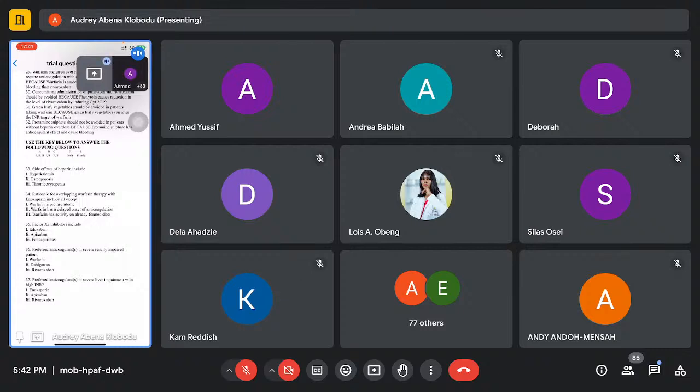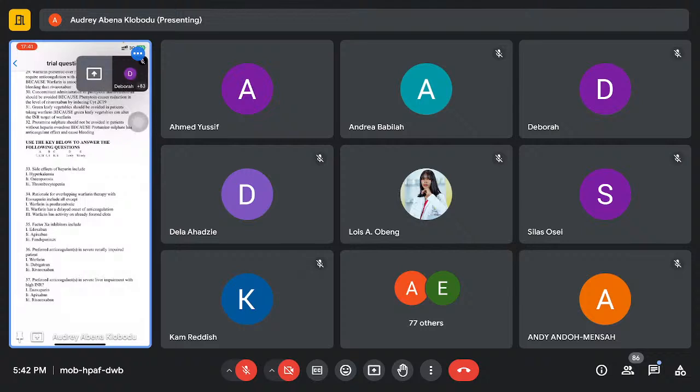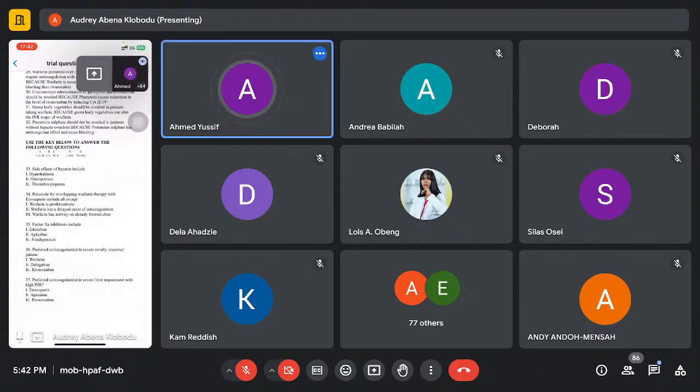Question 35. Factor 10A inhibitors include I. Edoxaban, II. Apixaban, III. Fondaparinux. Which one are you going for? A. Okay. So the answer is A.